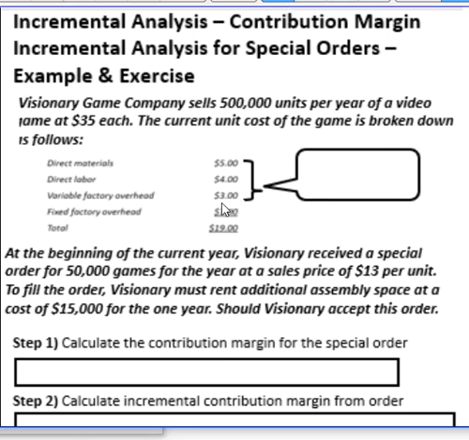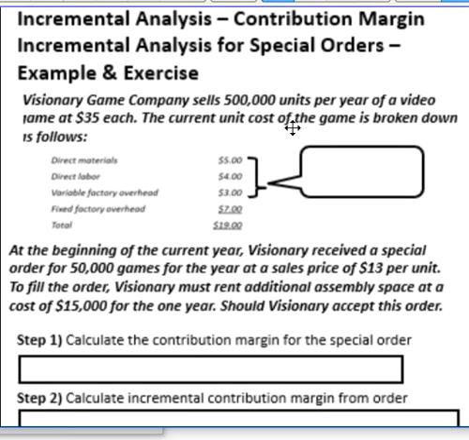And again, if we want to add up the variable cost of producing each game, it's going to be the $5, the $4, and the $3. So 5, 4, and 3, which adds up again to a variable cost of $12 per unit, just so we have that information.